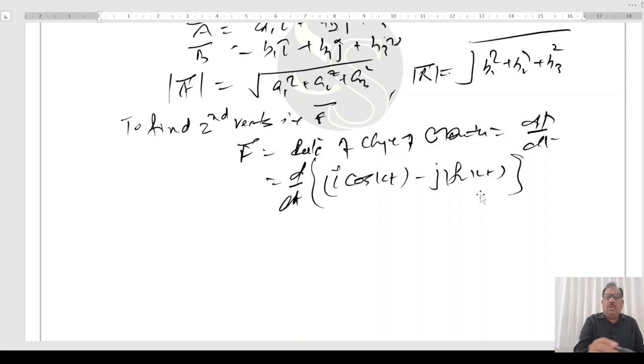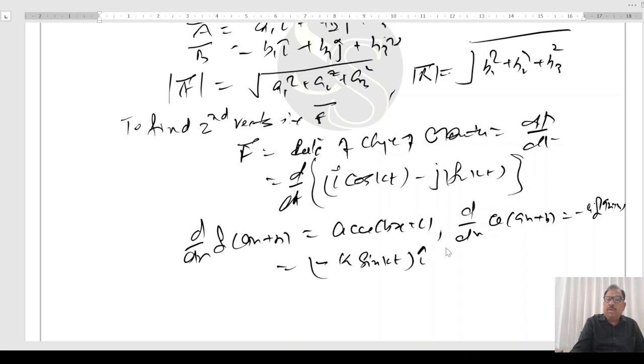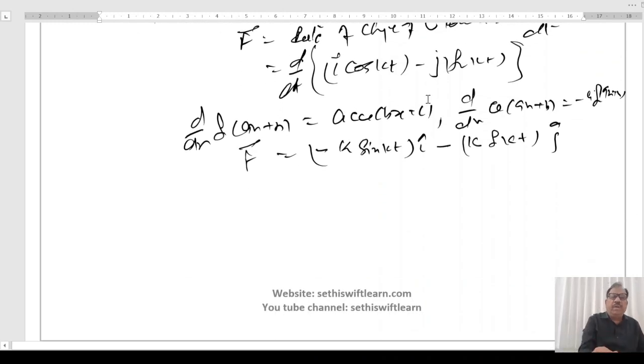Differentiating it. Now you know d by dx of sin of ax plus b equal to a cos of ax plus b, and d by dx of cos of ax plus b equal to minus a sin of ax plus b. In this case, F is minus k sin kt i minus k cos kt j, right? Now F vector is known, P vector is known, meaning both vectors are known. First of all, find F dot P.